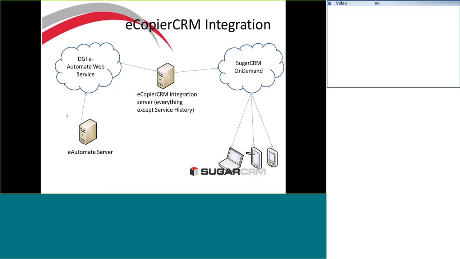So a little bit about the integration. The eAutomate, eCopier integration stands between the eAutomate server and SugarCRM and processes that information through the web service. And obviously, as we show on the image in the lower right-hand side, we can display that information on any device. Now, this is the diagram for everything but history. Service history is not included in this.